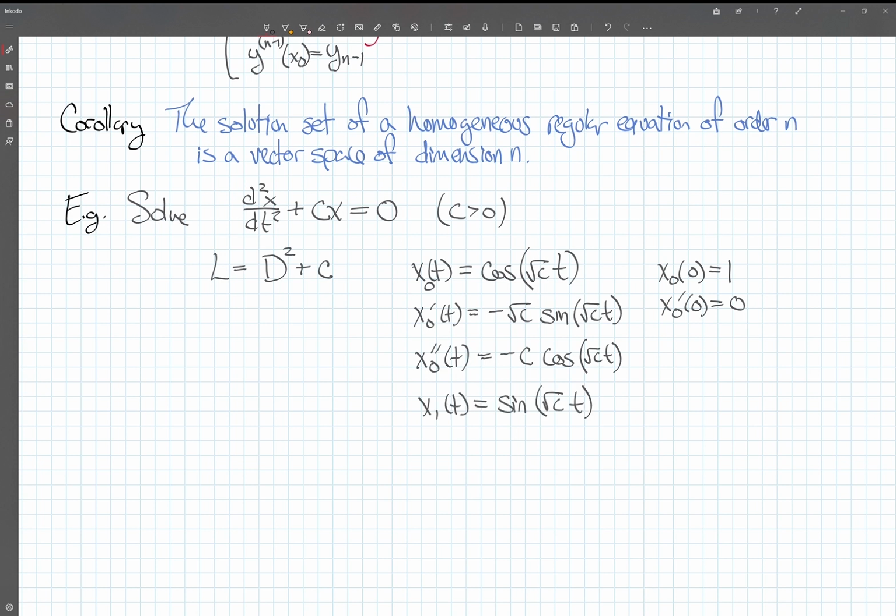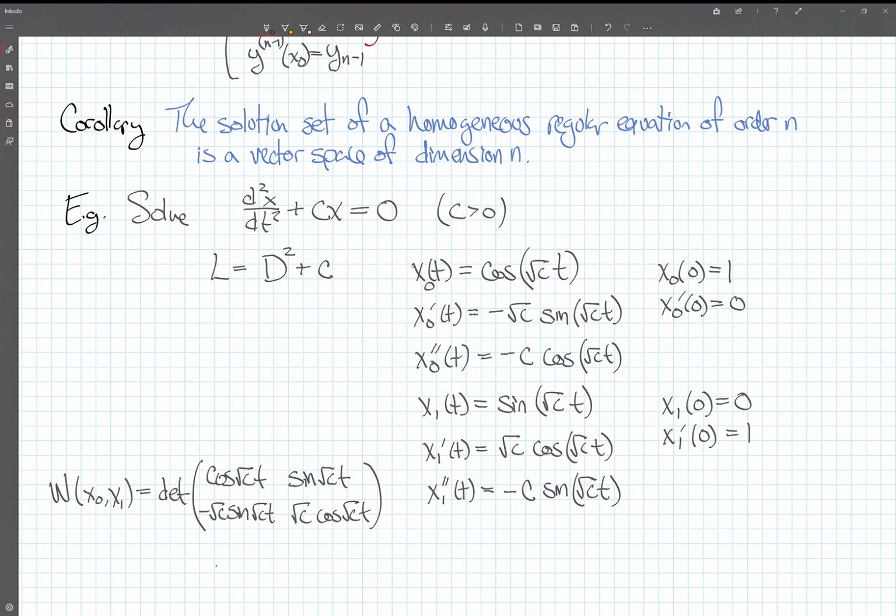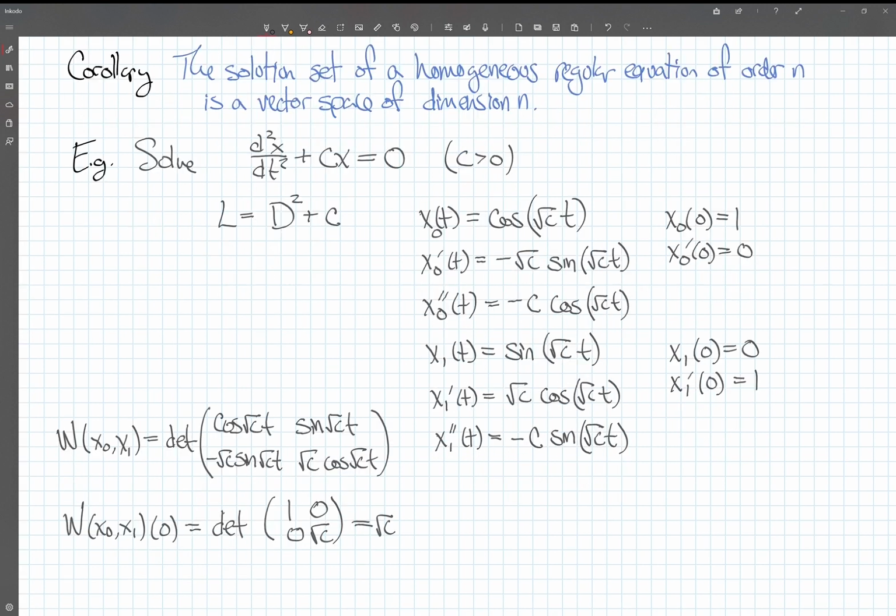Let's find another solution. So if it works for cosine, it'll probably work for sine, and we can verify that. Let's go ahead and compute the values of x1 at 0. Okay, there we go. Now the utility of having computed those is as follows. We need to check whether two functions are linearly independent, so we should compute their Wronskian. Now in general, when you compute a Wronskian, you're going to have a function, in this case of t. So instead of computing the Wronskian as a function of t, if we just evaluate it at 0, we get root c, which importantly is not equal to 0, unless c was 0, but that's a different equation. That tells us that these two functions are linearly independent.